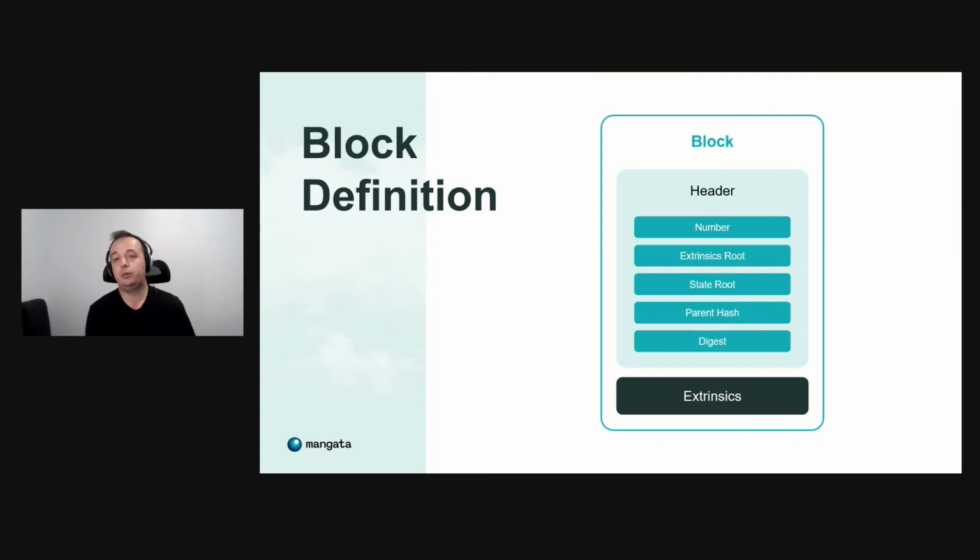Another reminder: a block consists of a header and a list of extrinsics. Extrinsics are just transactions that can be submitted by the users, or some inherents that are included by the node itself. And the header consists of a number of fields like block number, checksum of all extrinsics that are stored inside the block, hash of the expected state of the storage of the blockchain after the block was executed. The parent hash is just the previous hash, and digests are some additional information that is not very relevant in our case.